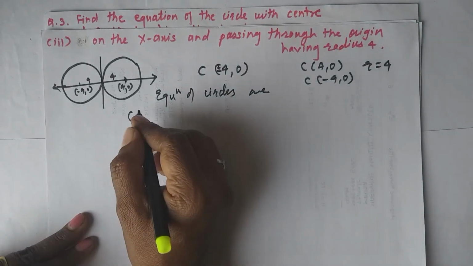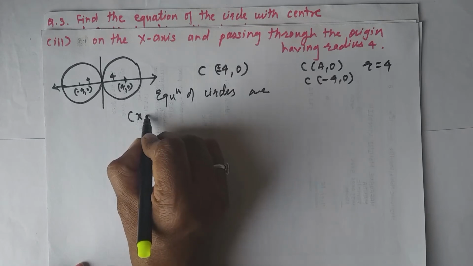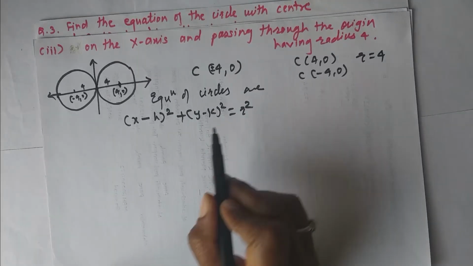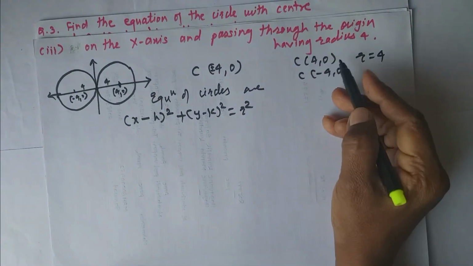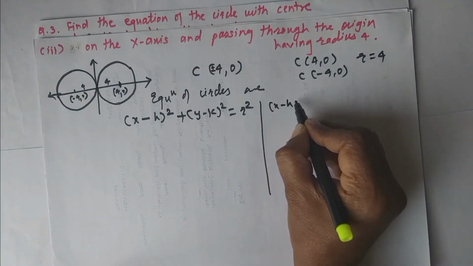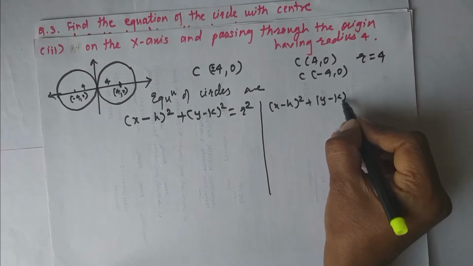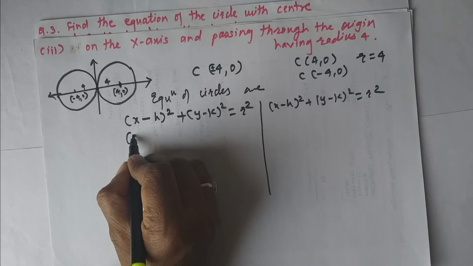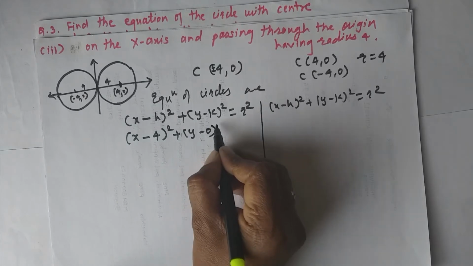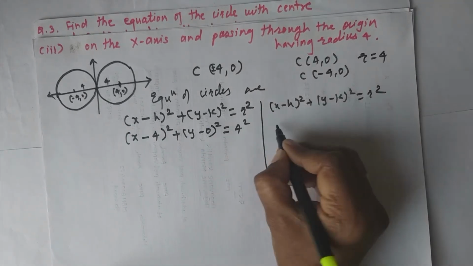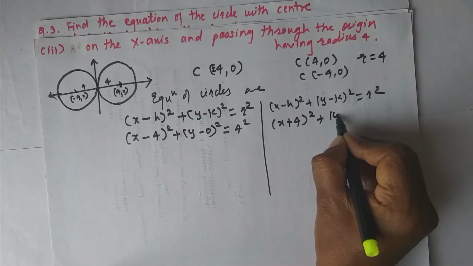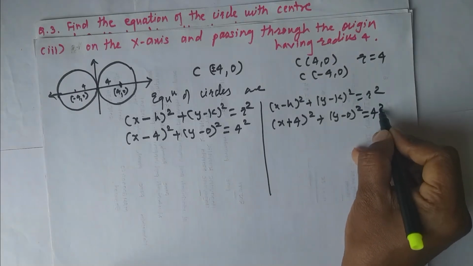Okay. Therefore, write down the equation of circle in center radius form: (x minus h) square plus (y minus k) square is equal to r square. In the first equation, we will keep the center (4, 0) and in the second equation, we will keep the center (-4, 0). Using the same formula, center radius form. Now in this equation, I will keep the value of center (4, 0). Therefore, this will be (x minus 4) square plus (y minus 0) square is equal to 4 square. And for the second, x minus (-4) means x plus 4, plus (y minus 0) square is equal to 4 square. Now simplify this.